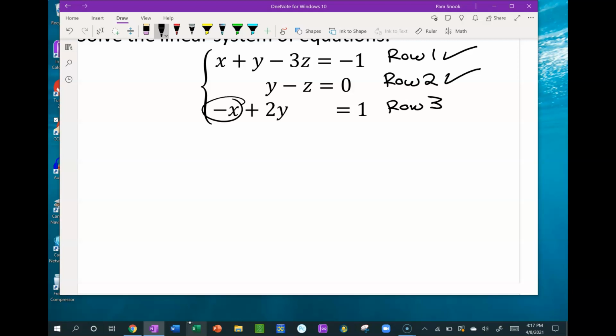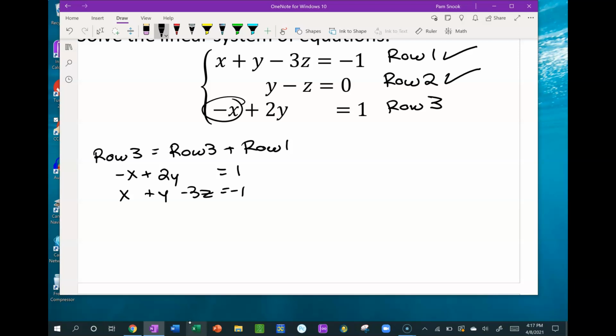The first thing I'm going to take care of is that x. I need that x to go away. It doesn't belong in row 3. And I can get rid of that x if I add row 3 and row 1. So my new row 3 is going to equal row 3 plus row 1. Here's row 3: negative x plus 2y equals 1. Row 1 is x plus y minus 3z equals negative 1. Just add those together. My x's go away. That's what I wanted to see happen. And I have 3y minus 3z equals 0. That's my new row 3.